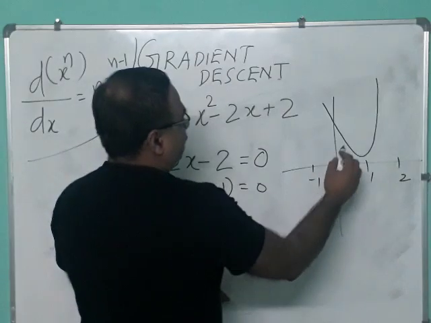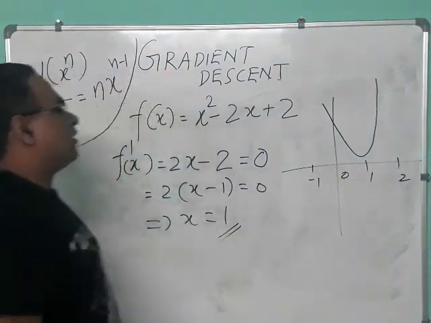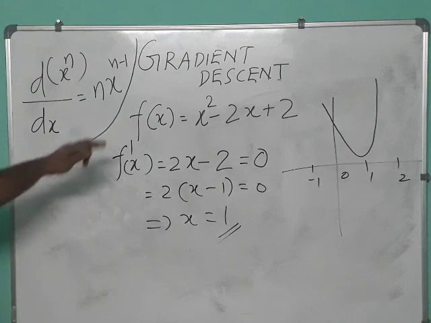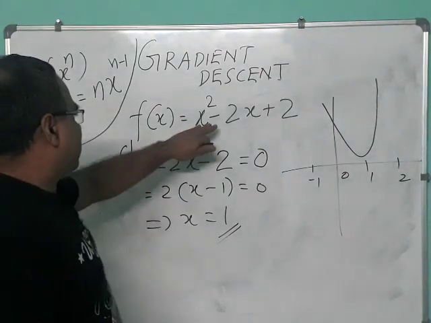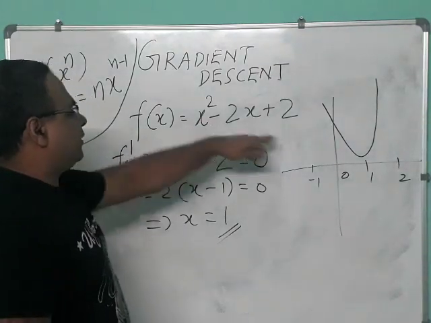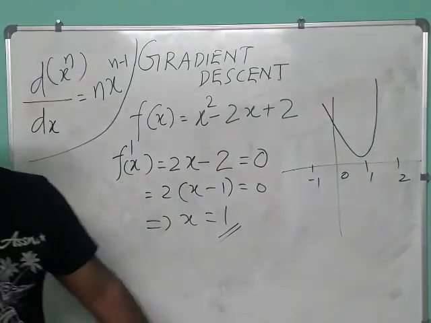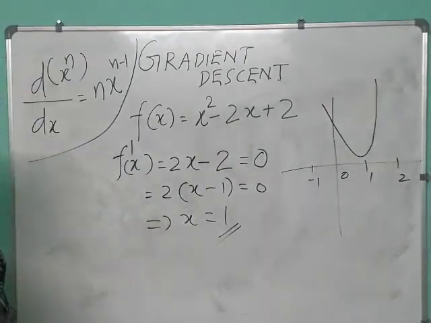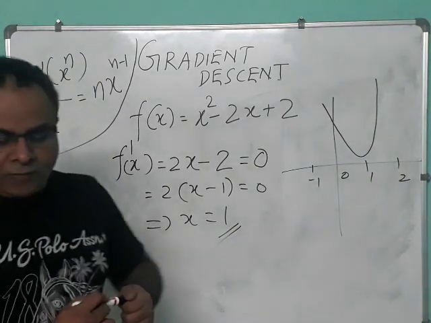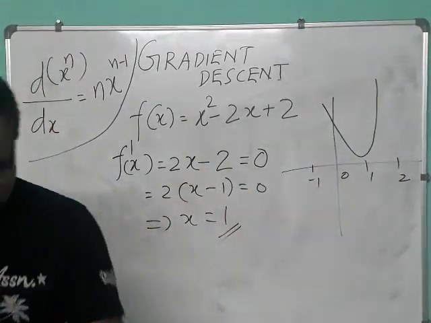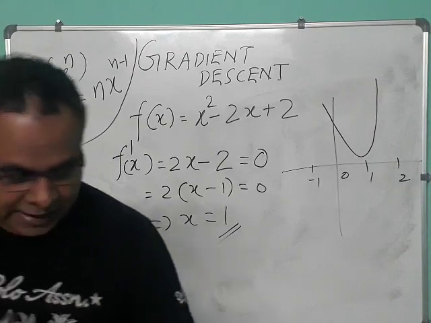Here it is minus 1, like this it will go. If you plot this graph, this function, without all these aspects, you will get something like this. So you understood that x is equal to 1 is the minimum for this function. So how do you apply gradient descent?